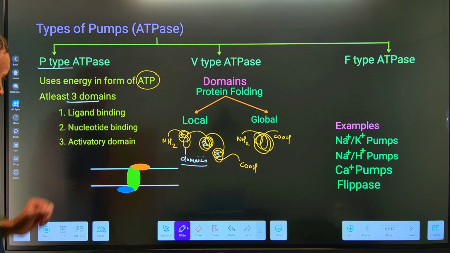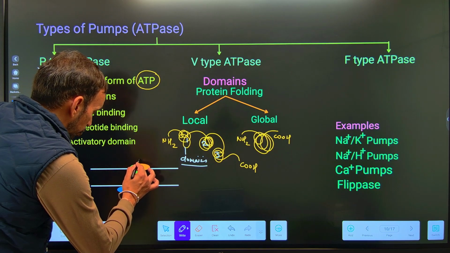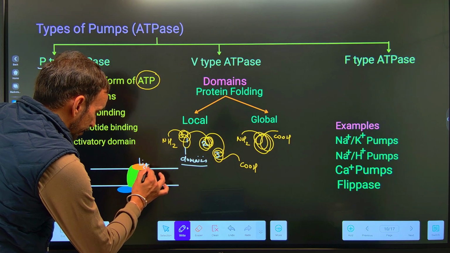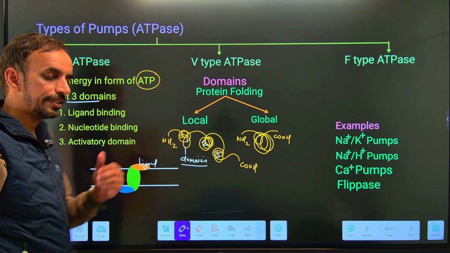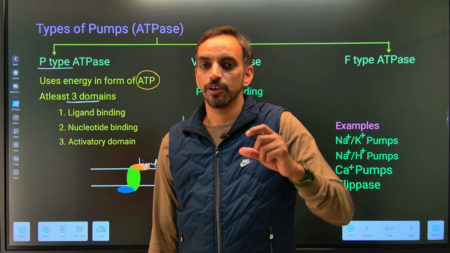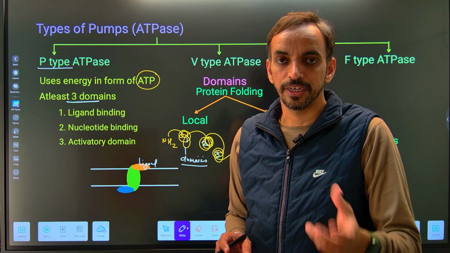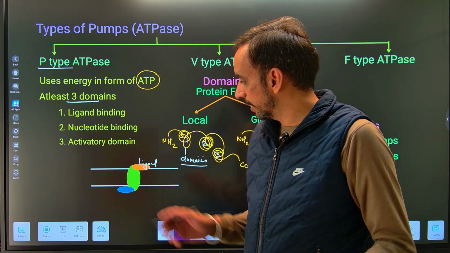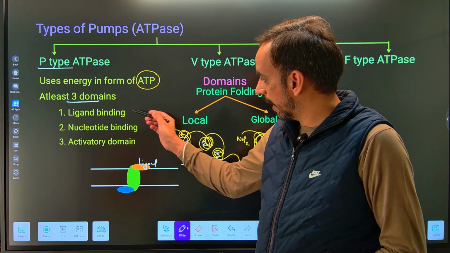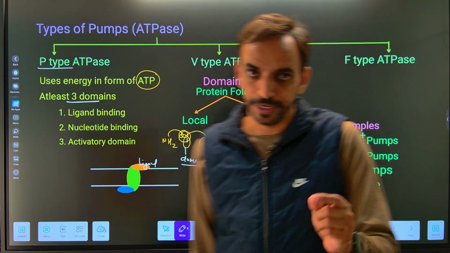क्या होती हैं बात कर लेते हैं. Ligand binding domain is the domain where the ligand will bind, and ligand is generally the molecule जिसको ये पंप ट्रांसपोर्ट करेगा. It is a molecule which is to be transported. It is the ligand. So we are having a ligand binding domain.